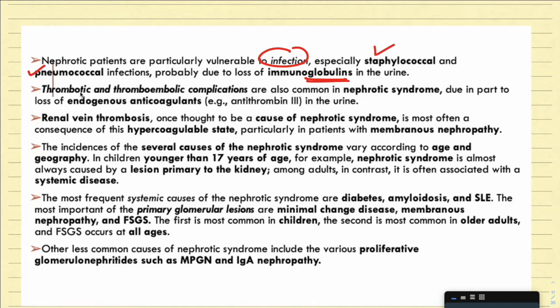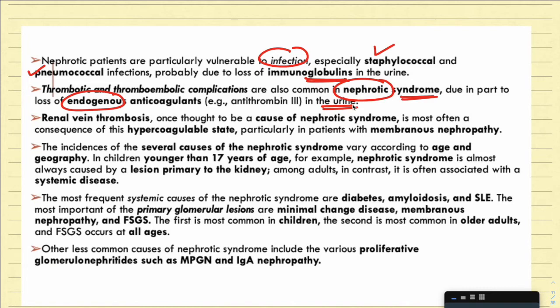Now, thrombotic and thromboembolic complications are also common in nephrotic syndrome. Why? It occurs due in part to loss of endogenous anticoagulants in the urine, like antithrombin 3, which is also lost. It is all a part of plasma protein. Because of the loss of that, there are thrombotic and thromboembolic complications as well.